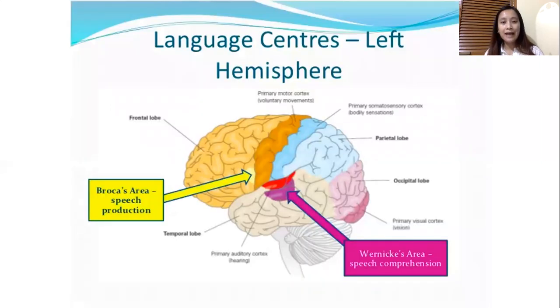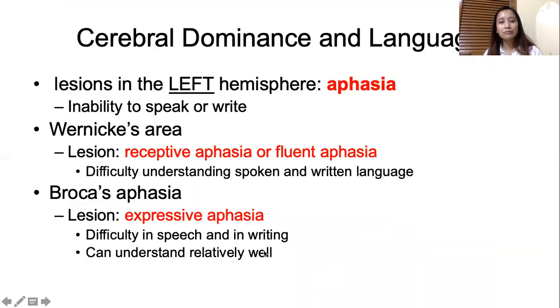The language center comes from the left hemisphere. Your Broca's area and your Wernicke's area are in the left hemisphere. People who have a stroke on the right side of the body usually have the left side of the brain affected, and usually they can't talk. Broca's area is where speech is produced, while Wernicke's area is where you understand speech, or speech comprehension. It is located in your temporal lobe.